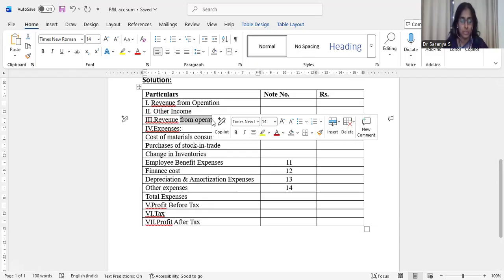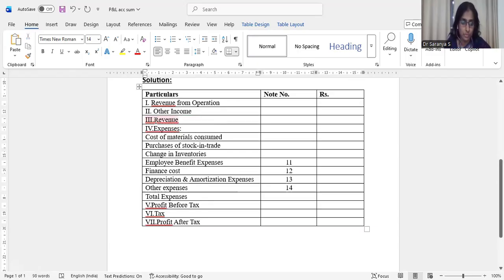The third one will be the total revenue. Fourth one, expenses. Under that, we have various expenses like cost of materials consumed: what is the purchase amount, and what is the change in inventory, which is nothing but opening stock minus closing stock. Then we have employee benefit expenses, which is note number 11. Employee benefit expense means salary, bonus, PF, wages, and all the things given for employee benefit.